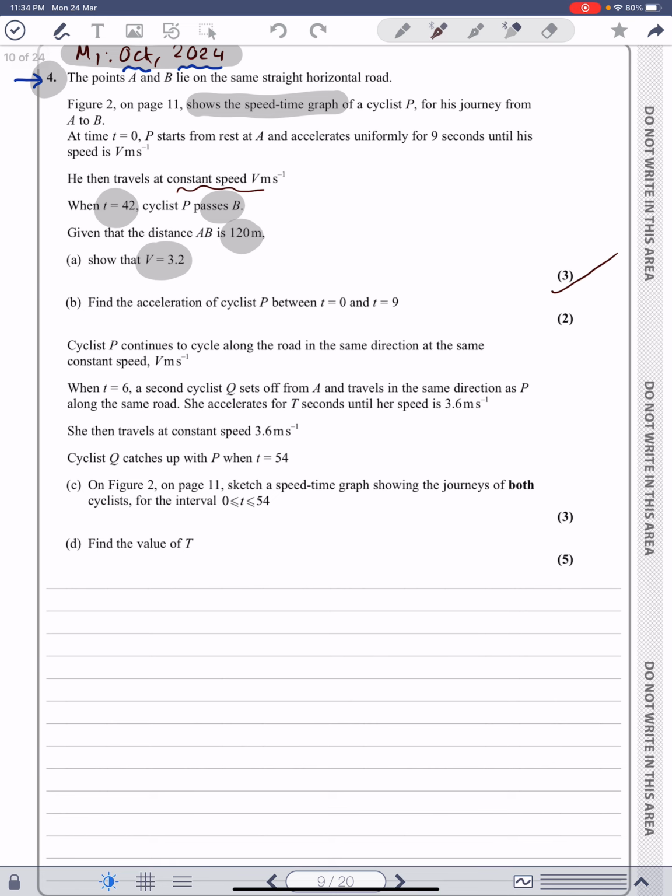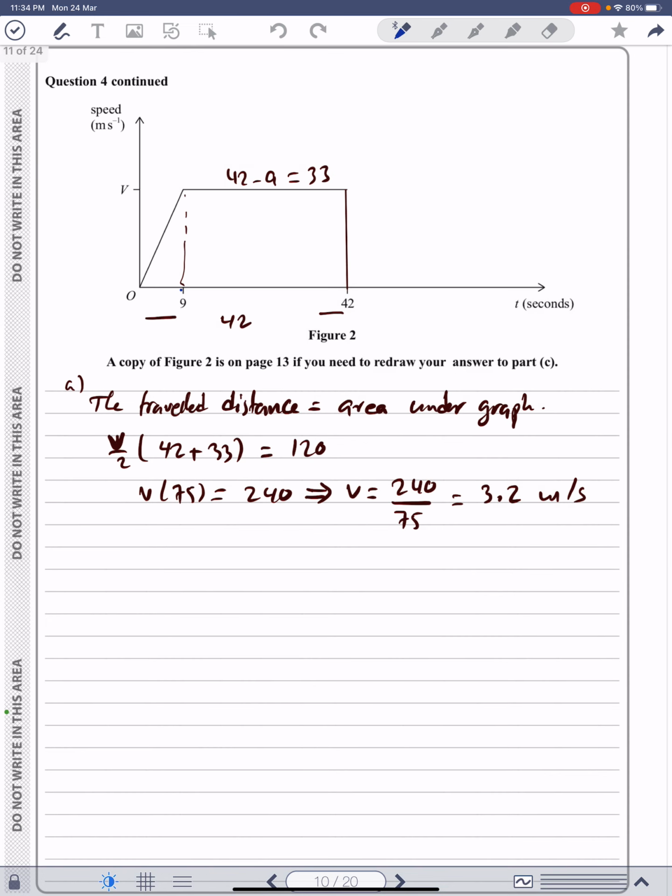Find the acceleration for part B between 0 and 9. So he wants the acceleration here. We just found, dear lovely students, the speed 3.2. So we just divide the speed by the interval of time here. So a is equal to 3.2 divided by 9, which is V over T. Calculating this to three significant figures, 0.356 meters per second squared.